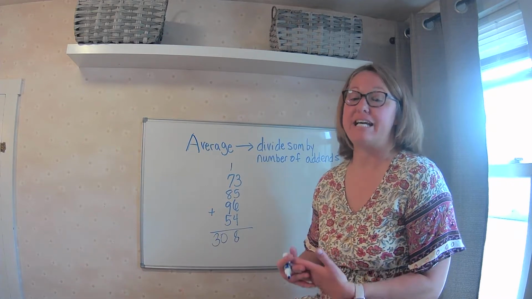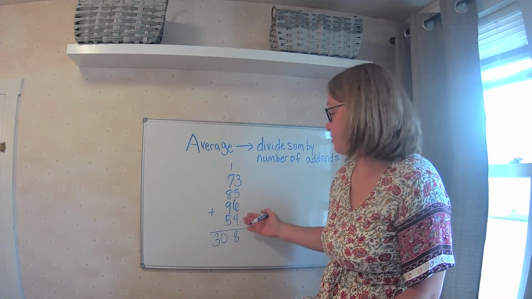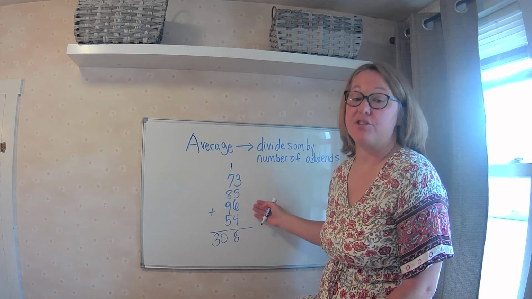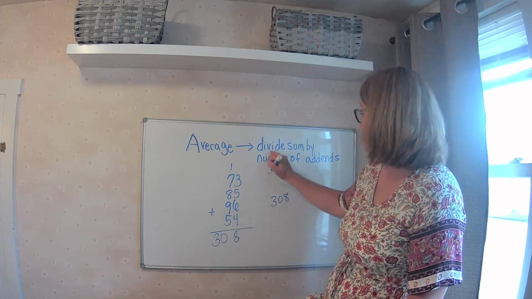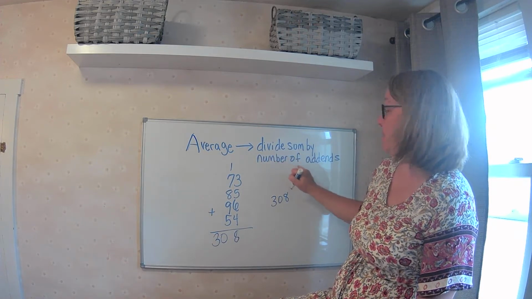But I want to find the average of these numbers. When we find the average of these numbers, we take our sum, which is 308, and we're going to divide the sum by the number of addends.